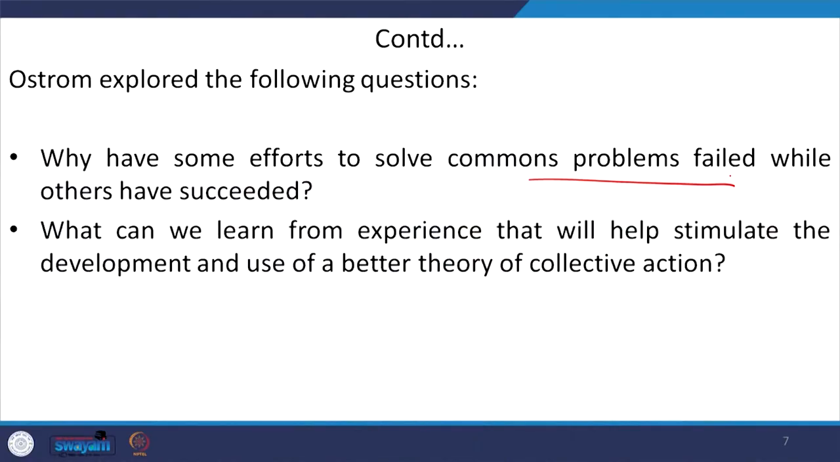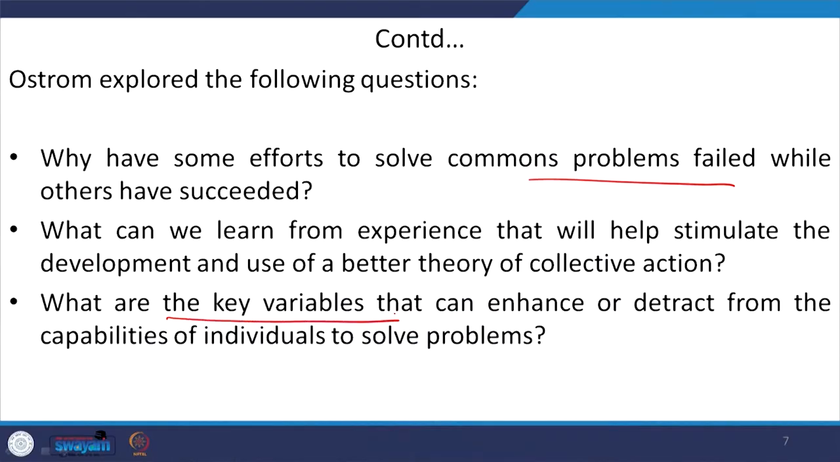And the second thing she also inquired about is: what can we learn from the experience that will help stimulate development and use of a better theory of collective action? Because what about the existing theory that talked about the free rider problem? And apart from this free rider problem, there is the idea that the local community may get empowered, a kind of empowerment, and if they learn this kind of self-governance, then there will be no problem in managing the commons. So by taking the experiences from so many countries across so many resource management cases of the commons, she concluded the very basis of what she talked about: governing the commons.